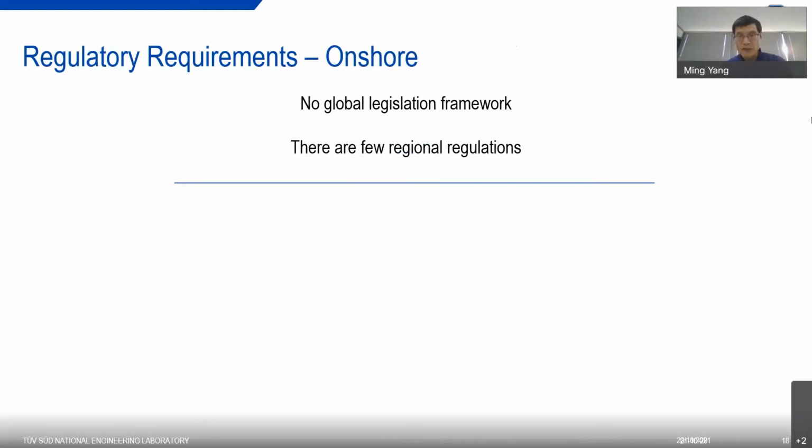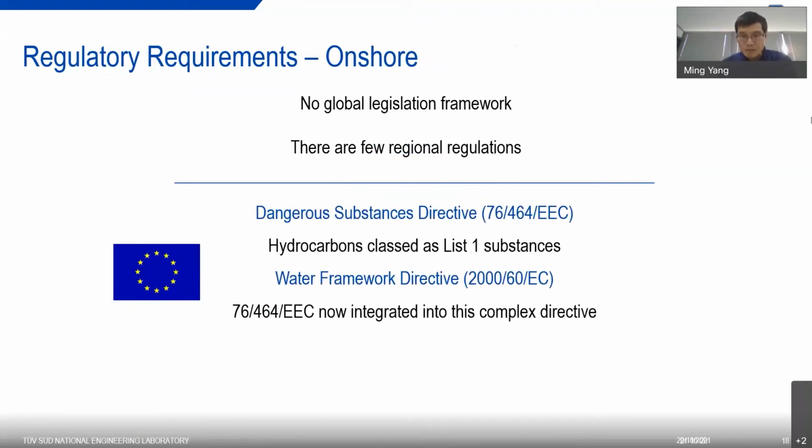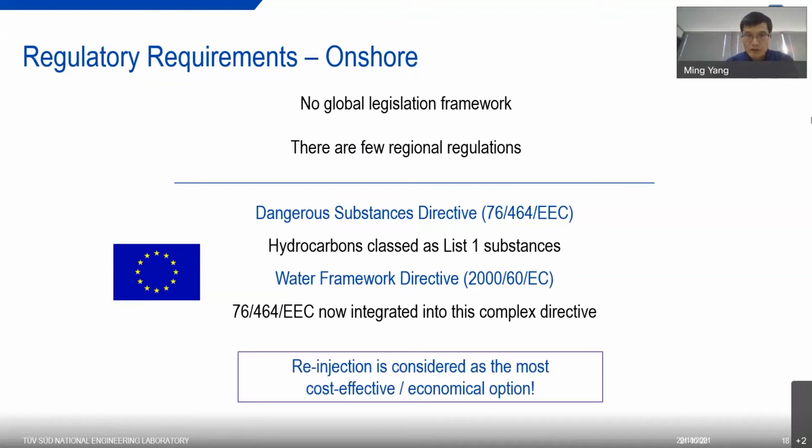And certainly in the EU, hydrocarbons have been classified as a List 1 substance under the Dangerous Substances Directive. This directive was later incorporated into the Water Framework Directive, which is quite complex. I'm not going to go into detail, but certainly within the EU, in relation to produced water from onshore production, reinjection, produced water reinjection, is considered the most cost-effective and economic option.